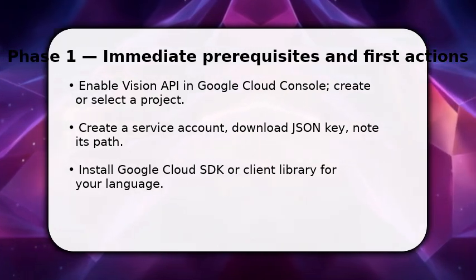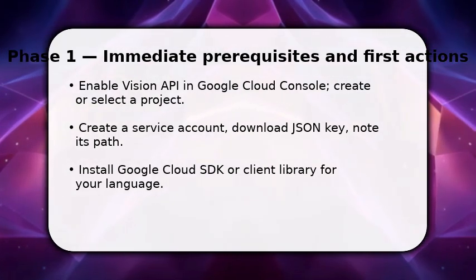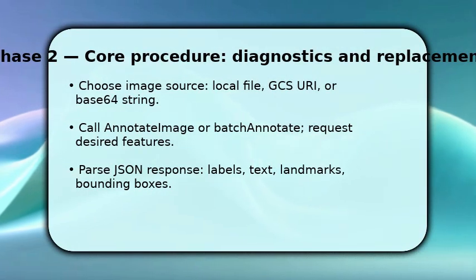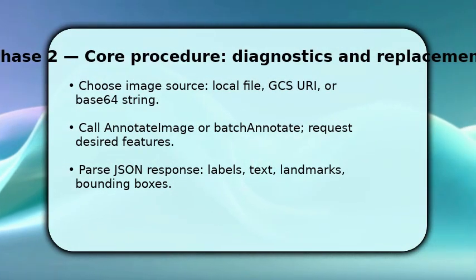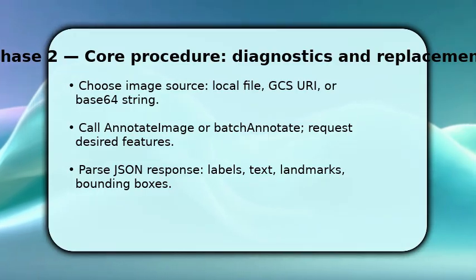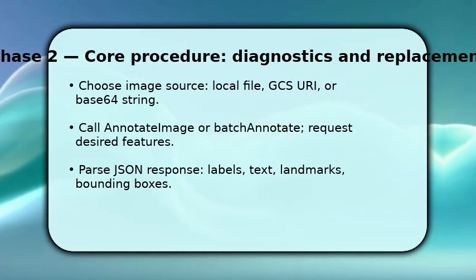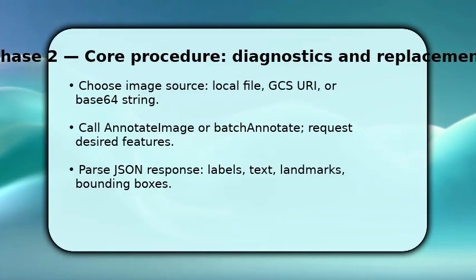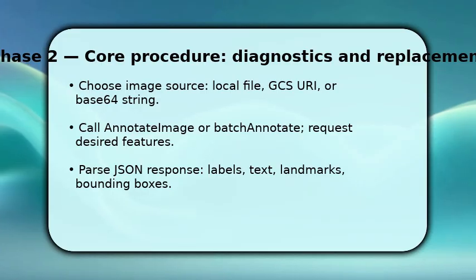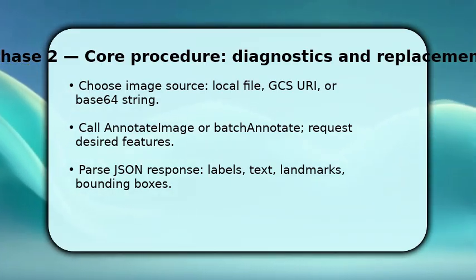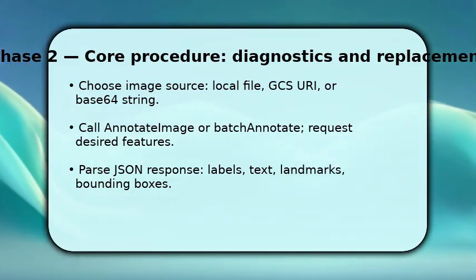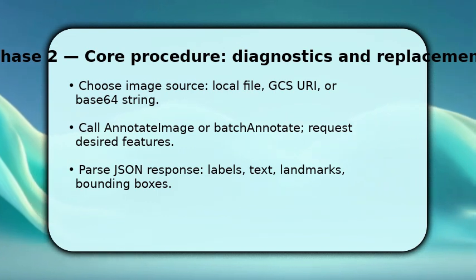Once authenticated, decide how to send images: local file, Google Cloud Storage URI, or base64. Choose what matters: labeling, text detection, or object localization. You then build an annotate image request or use batch annotate images and include only the features you need to reduce cost and latency. When the API returns JSON, parse the fields you requested: descriptions and scores for labels, full text annotation for OCR, or bounding poly for objects.